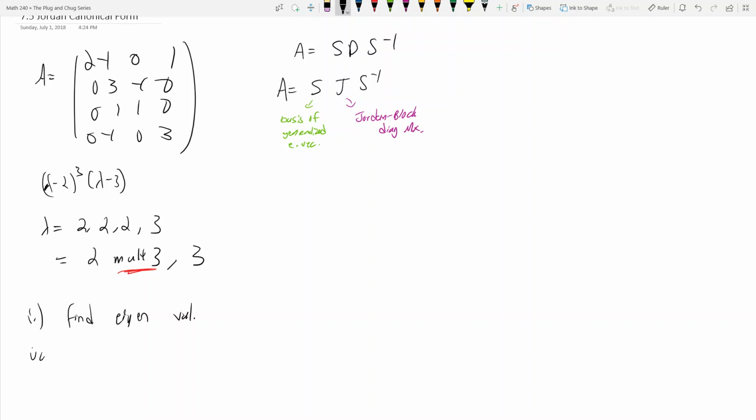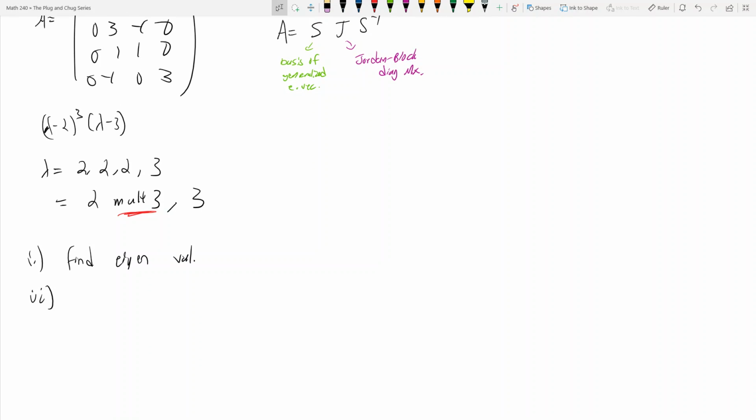What is step 2? Well, always deal with those eigenvalues that aren't repeated, because when you start seeing repeated eigenvalues, that's where you sometimes start running into problems. So deal with the eigenvalues that aren't repeated. Find eigenvectors for the non-repeated lambdas. In this case, it means lambda equals 3.